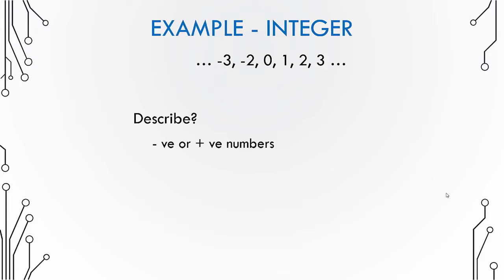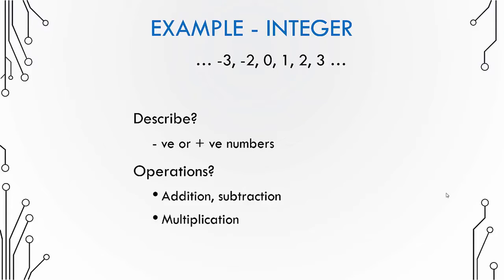And what operations can be performed on an integer? Well, you can perform addition and subtraction, you can perform multiplication as well as division. Now, abstract data types can also specify the constraints on operations. So in this case, the constraint is that you cannot divide an integer by 0.